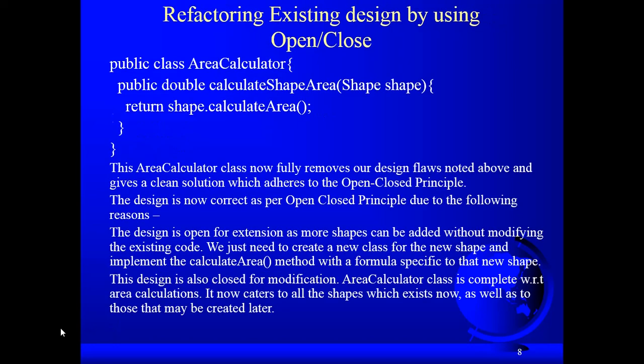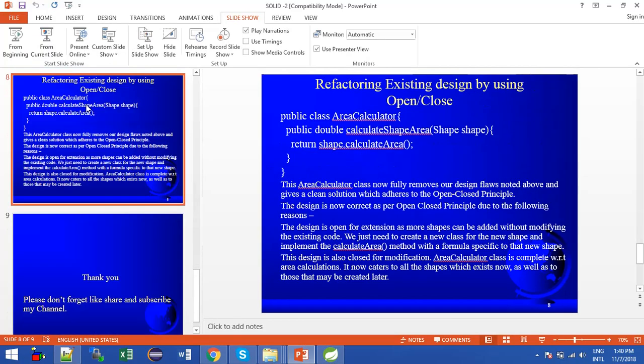With this you can modify the AreaCalculator class, and there should be only one method, calculateShapeArea, which takes a Shape and returns the calculated area. How can you do it in an example? Let's see.